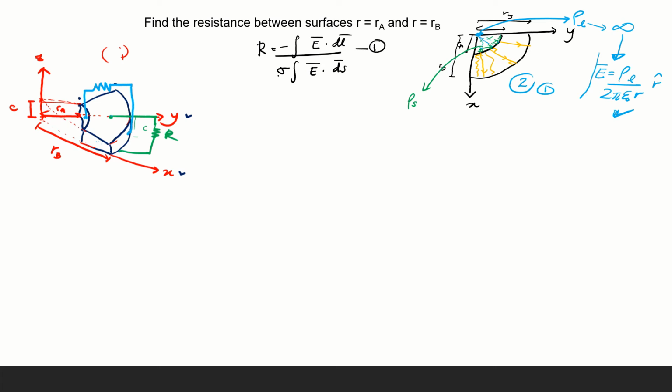Okay, so I can rewrite equation number 1 as minus integration of rho L over 2 pi epsilon naught R in the R direction dot dL. Since this is a line charge, the suitable orthogonal coordinate system is the cylindrical coordinate system, so the displacement is dr in the R direction, over sigma integration of rho L over 2 pi epsilon naught R in the R direction dot ds.